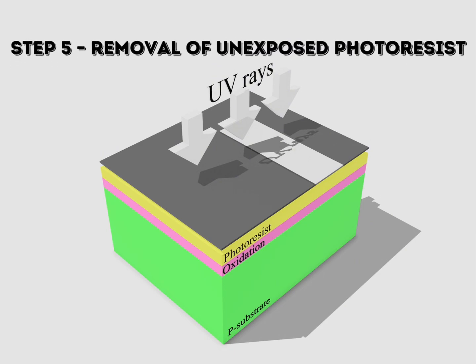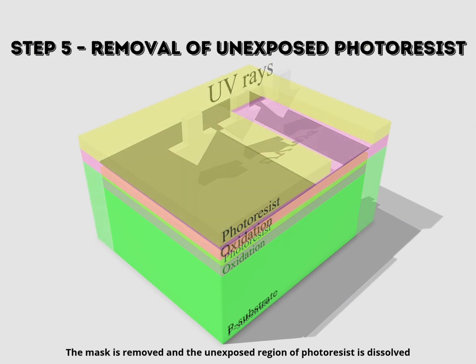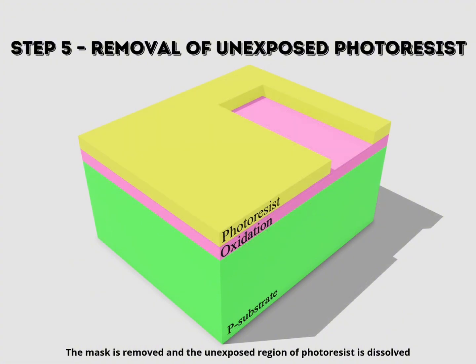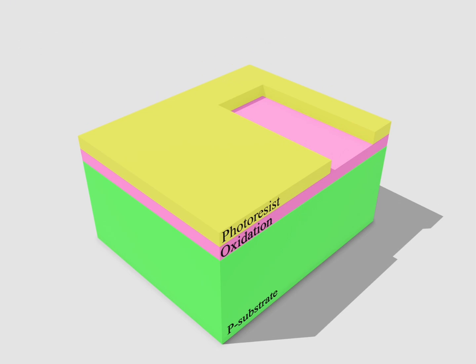Step 5. Removal of unexposed photoresist. The mask is removed and the unexposed region of the photoresist is dissolved by developing the wafer using a chemical such as trichloroethylene. This process essentially acts like printing the transistor layout onto the wafer.